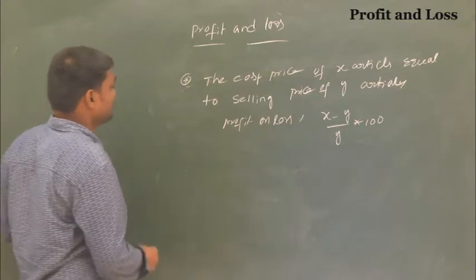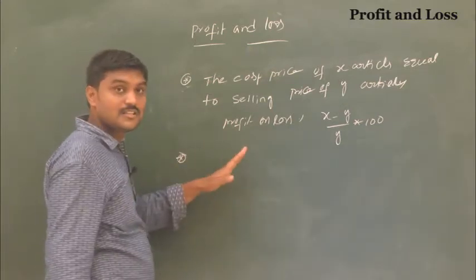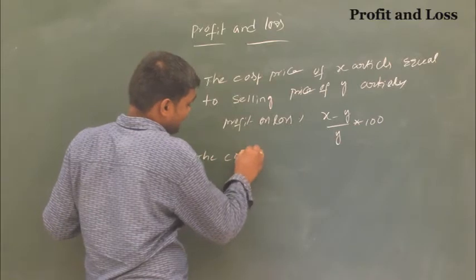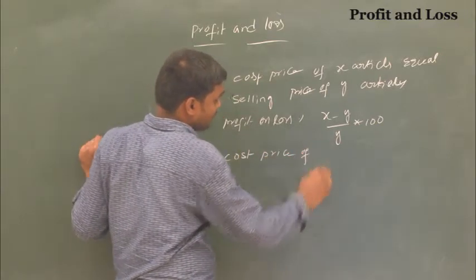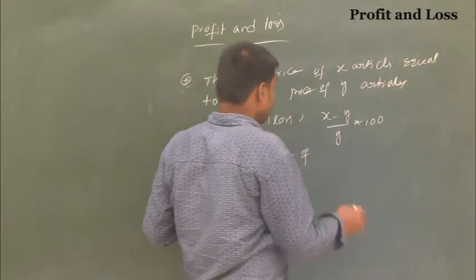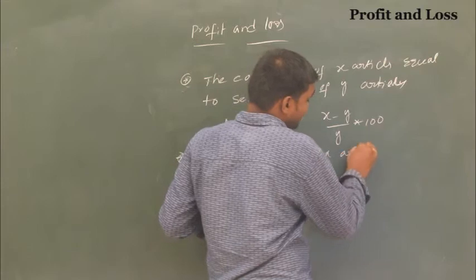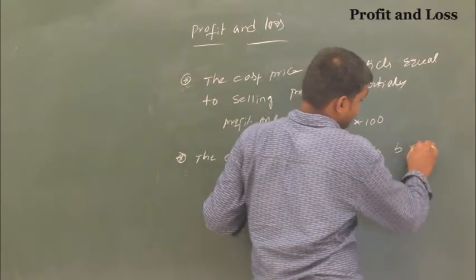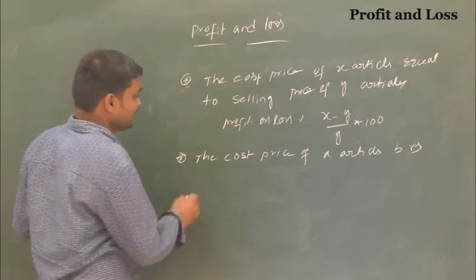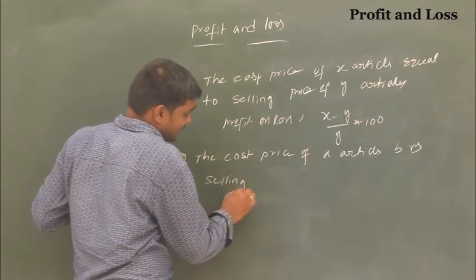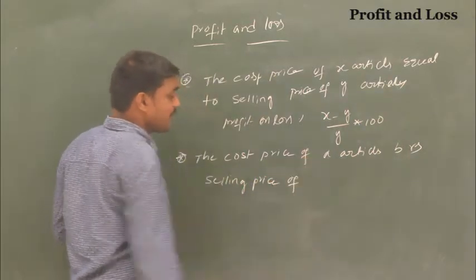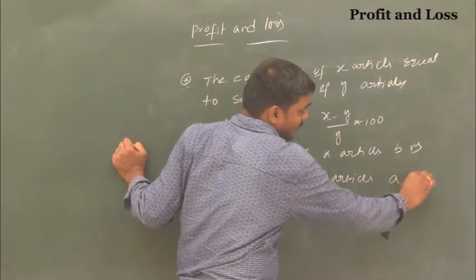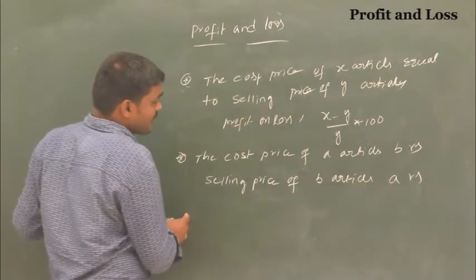Then next: the cost price of A articles is B rupees, and the selling price of B articles is A rupees. Find profit or loss percent.